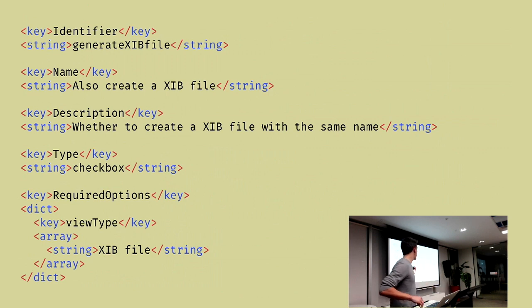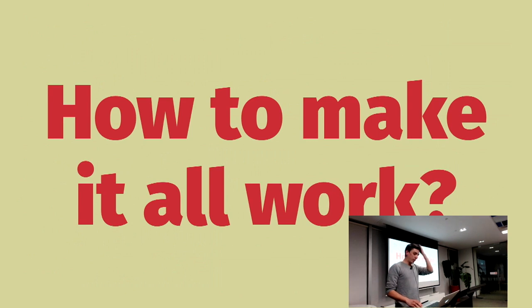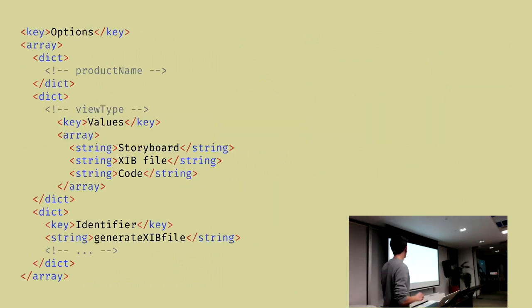What's important is to understand how this all works into finally generating the files for you. What's important to notice in a plist is you have your array of options, you have the product name, you have the view type with those values, and you have the checkbox with this identifier. The name of the identifier, I chose it. It's probably not the best name, but it's important to remember because there's no logic, there's no code running to really generate all those files. So Xcode needs to understand when you select storyboard or xib file and you check the checkbox or not, where to look, which files to use.